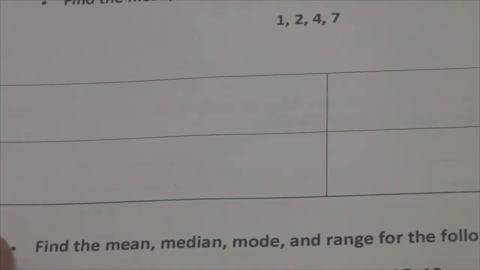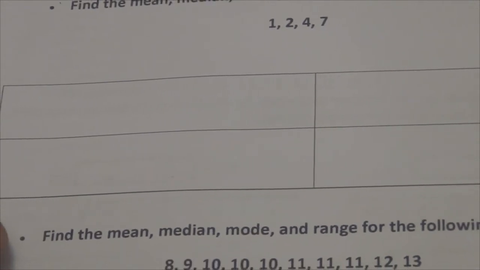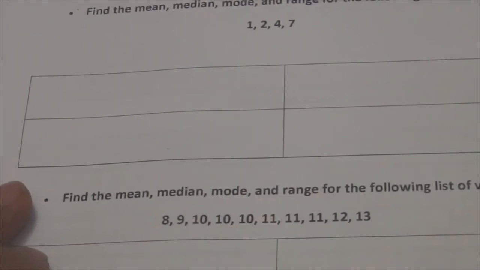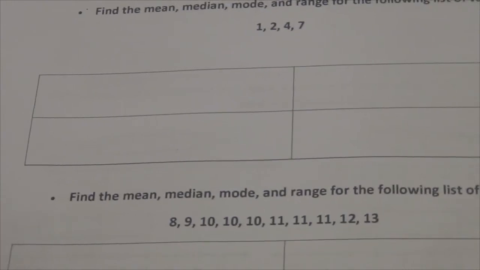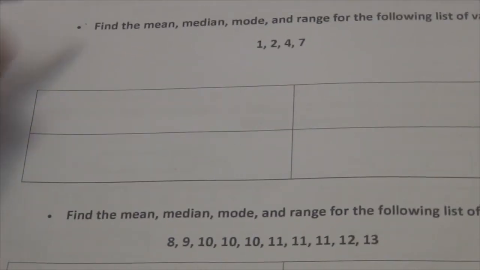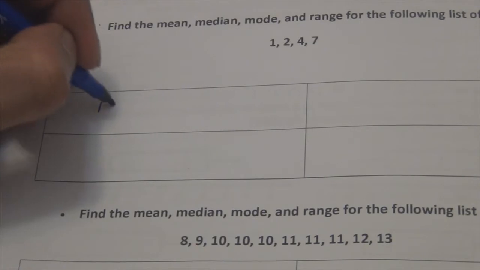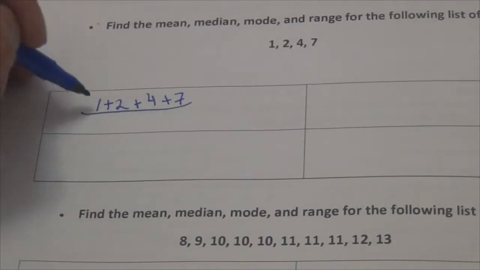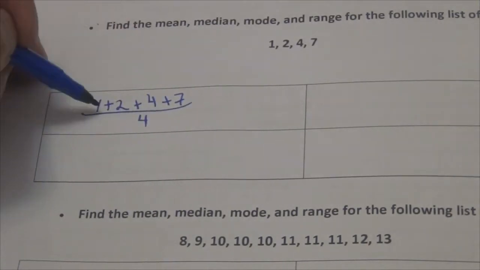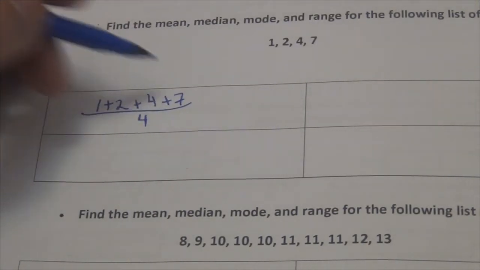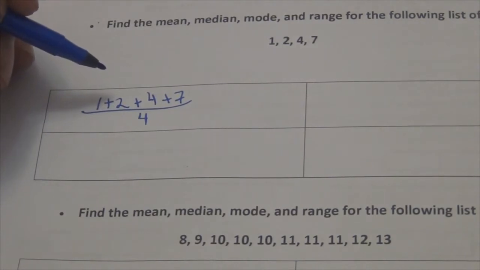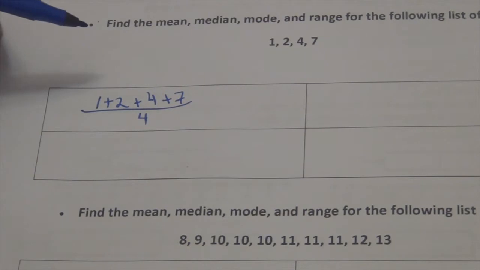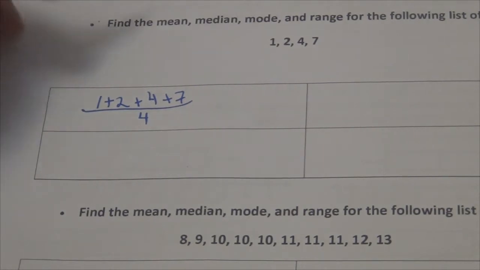Let's try one more problem, not because I don't think you understood it, but because there is another type of situation with the median. The mean for 1, 2, 4, 7: 1 plus 2 plus 4 plus 7, and everything divided by 4 numbers. So 1 plus 2 is 3, plus 4 is 7, plus 7, 14. 14 divided by 4 is 3.5.